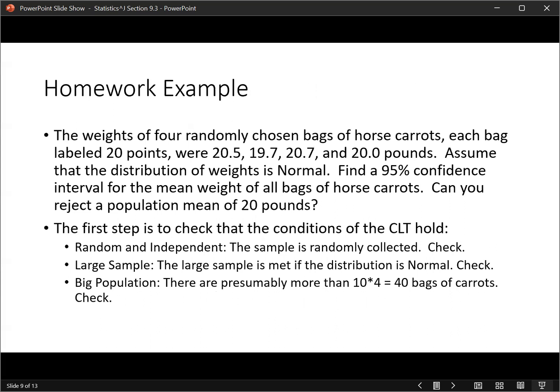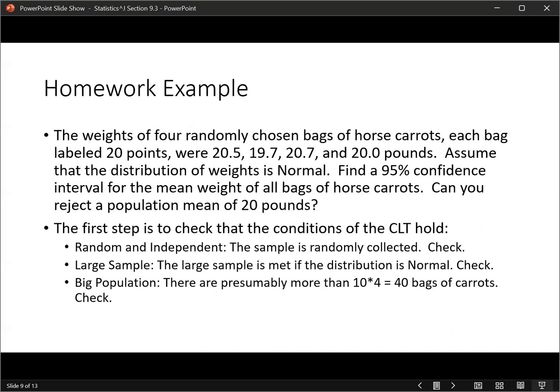All right, let's look at a homework example this time. So we've got the weights of 4 randomly chosen bags of horse carrots, each labeled 20 pounds. That's supposed to be pounds, not points. We're 20.5, 19.7, 20.7, and 20 pounds. Assume that the distribution of weights is normal. So they're telling us that the distribution of the original data is normal.